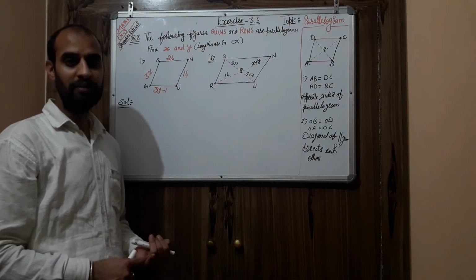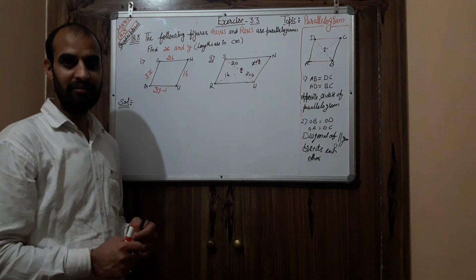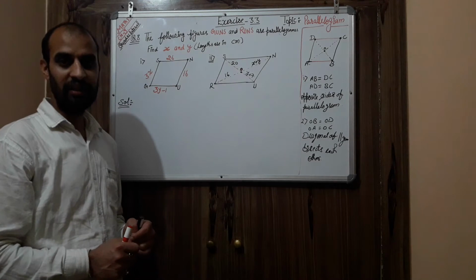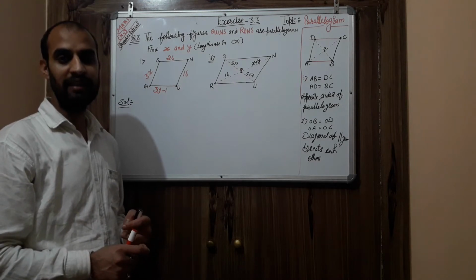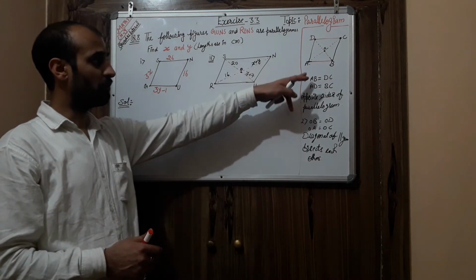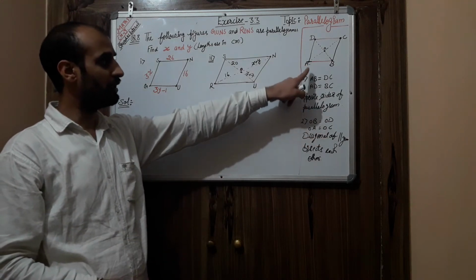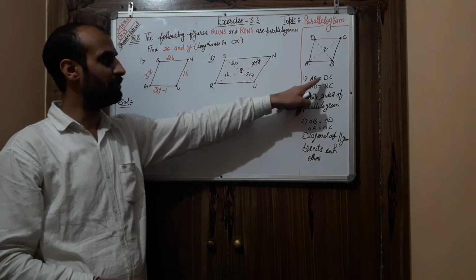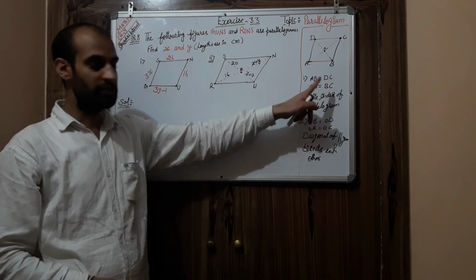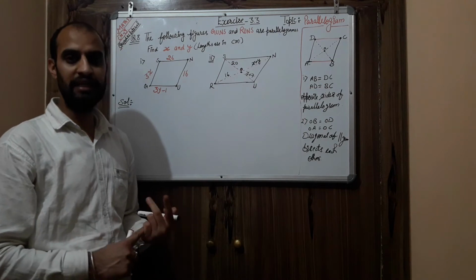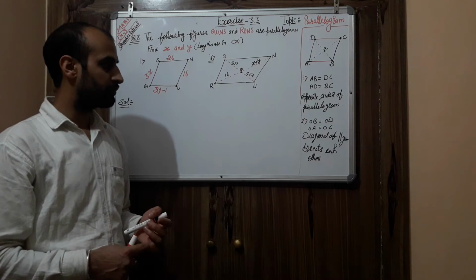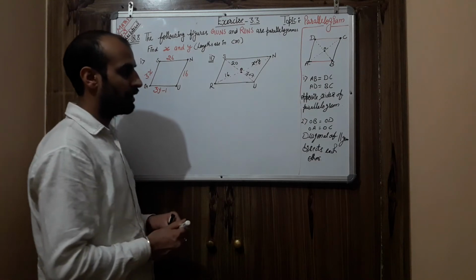A parallelogram is a quadrilateral whose opposite sides are parallel to each other and whose diagonals bisect each other. So let's see now what are the properties of a parallelogram. Here I am writing ABCD is a parallelogram, then AB is equal to DC and AD is equal to BC. So in this case you can say opposite sides of a parallelogram are equal.